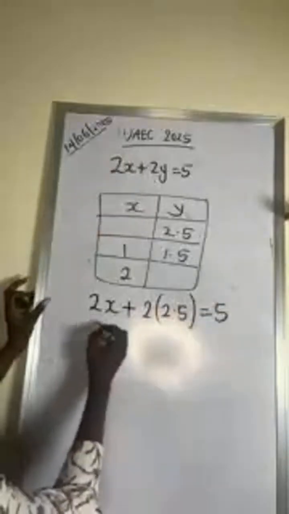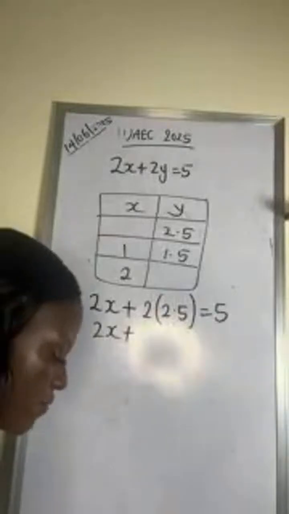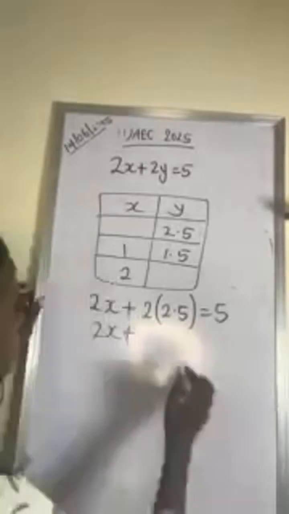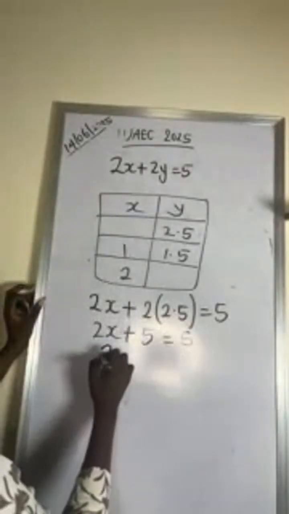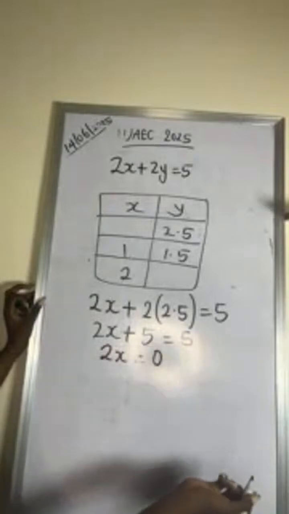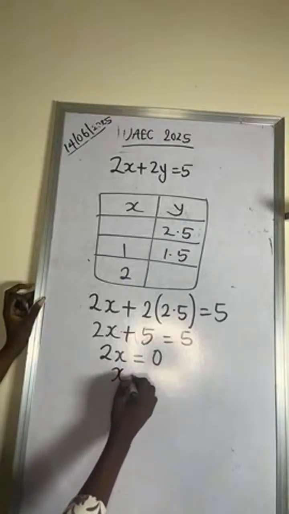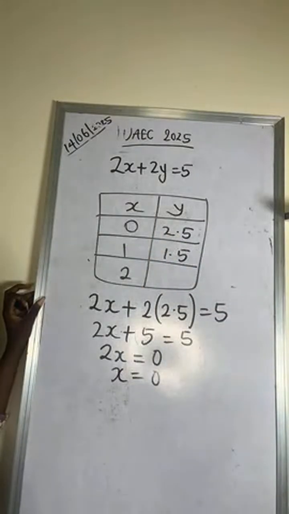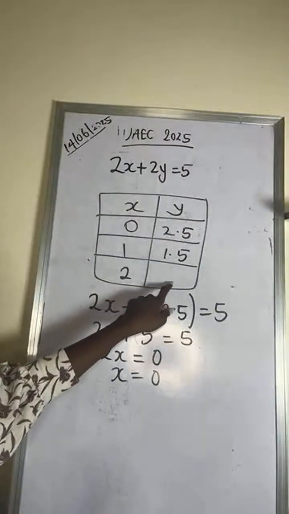Right? So 2x plus 2 times 2.5 is 5, right? Let me use the calculator so that we're sure. 5 equals 5. So subtract 5 from both sides. 0, because 5 minus 5. Then divide through by 2, still 0. Did we get that? So I want to know what's the value of y here.